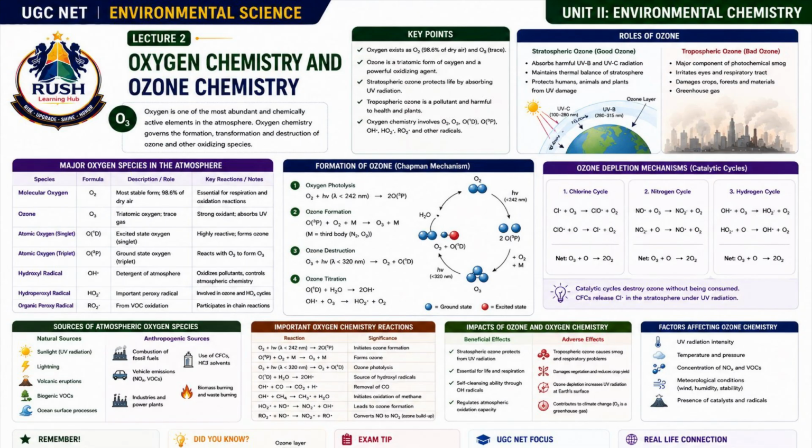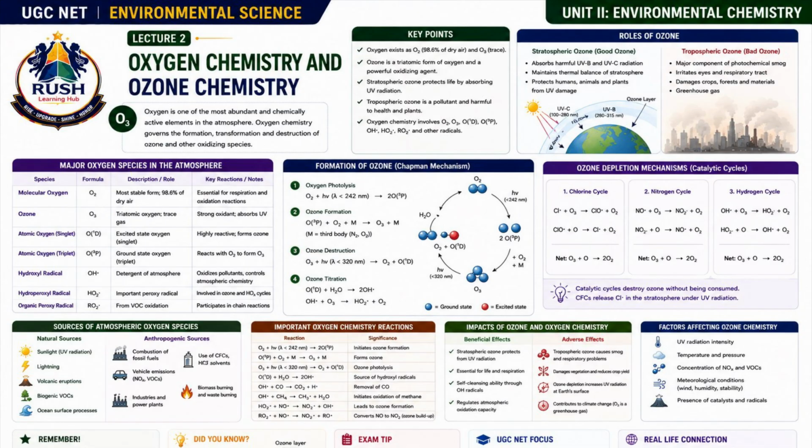The most abundant form is molecular oxygen, represented as O2. It constitutes approximately 20.95% of the atmosphere and is essential for respiration and oxidation reactions. Another important form is ozone, represented as O3. Ozone is a triatomic molecule composed of 3 oxygen atoms. Although present in very small concentrations, it has enormous environmental significance. We also find highly reactive forms such as atomic oxygen and oxygen radicals, which participate in atmospheric chemical reactions.